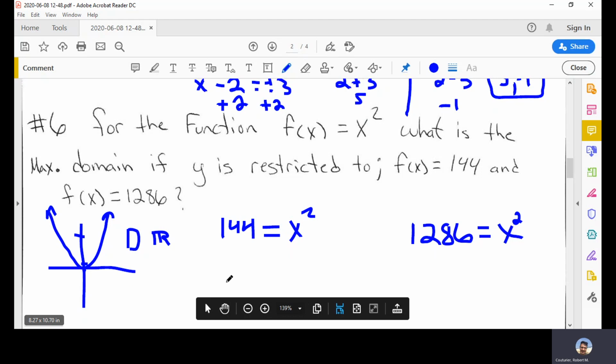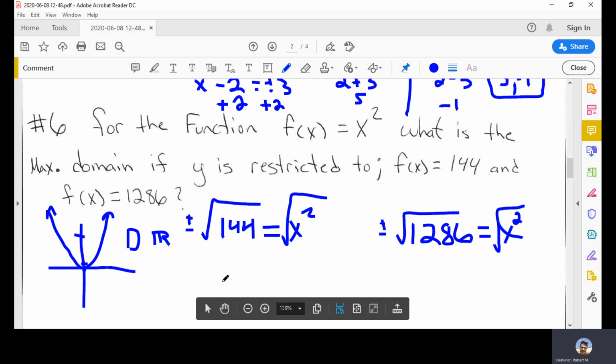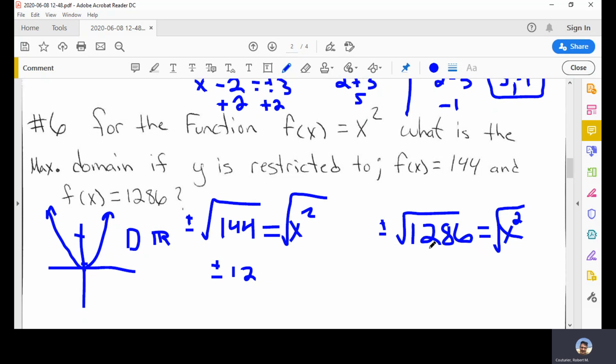Just solve it, guys. This is solving a simple equation. Get x by itself, plus or minus the square root of this. So yeah, here comes the calculator. Well, we should know this side. The square root of 144 is 12. So plus or minus 12. And then we also have on this side, well, what is the square root of that? I don't know off the top of my head. That's a big number. 1286, shift square root.